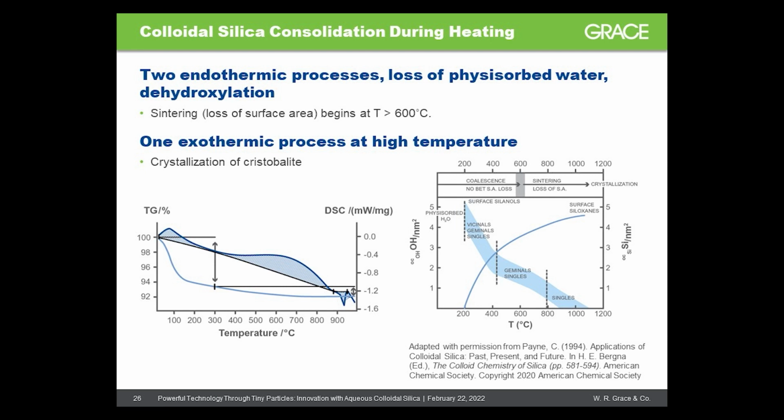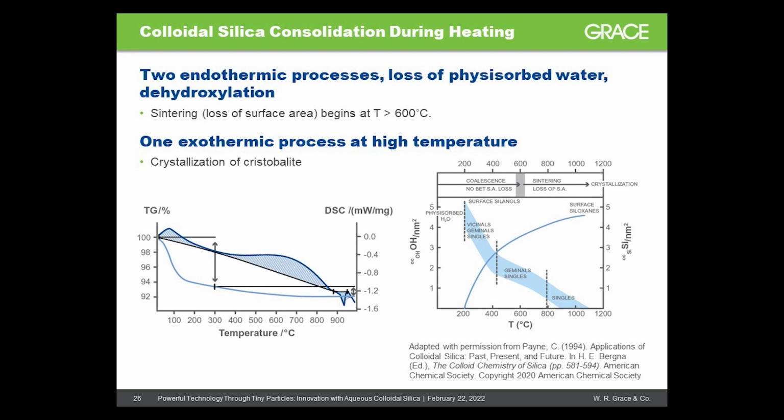At temperatures above about 900 Celsius, an exotherm is noted, and this corresponds to the crystallization of the amorphous silica to crystalline phases such as cristobalite. Shown in the right graph is additional detail for the specific reactions that occur at corresponding temperatures. The dried but fully hydrated silica surface contains about 5 silanol groups per square nanometer.